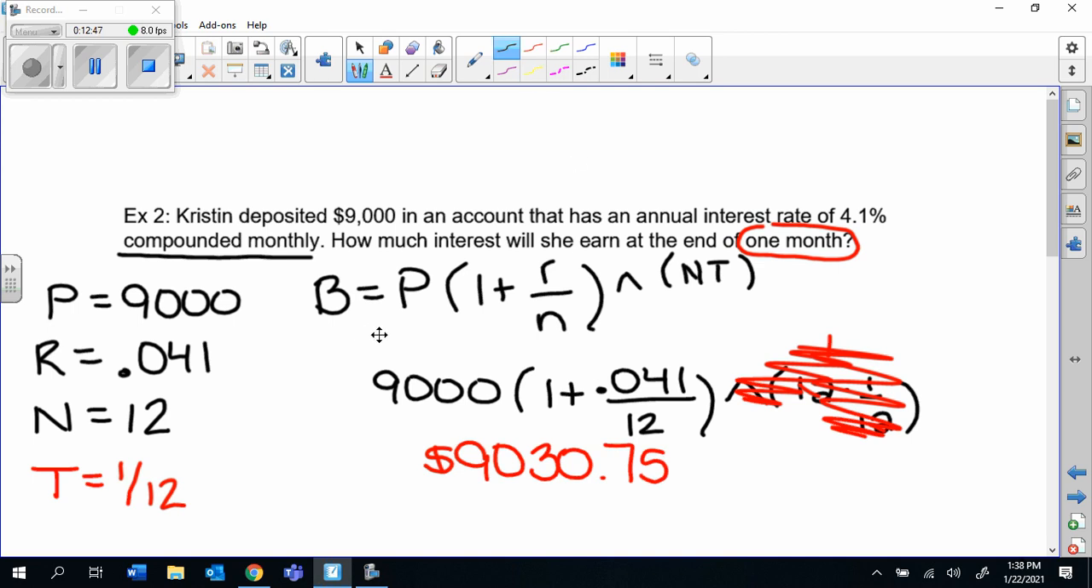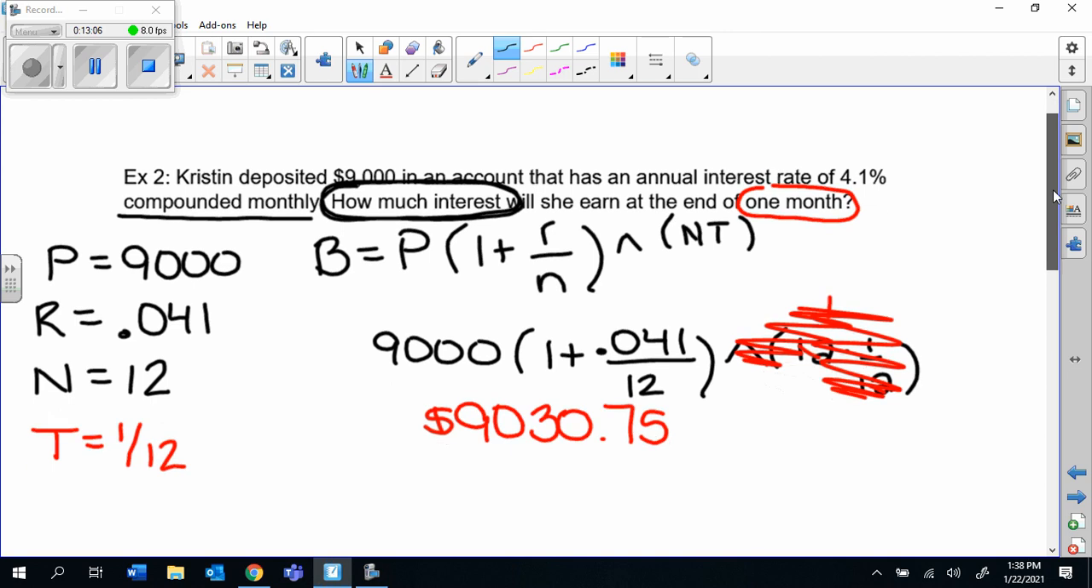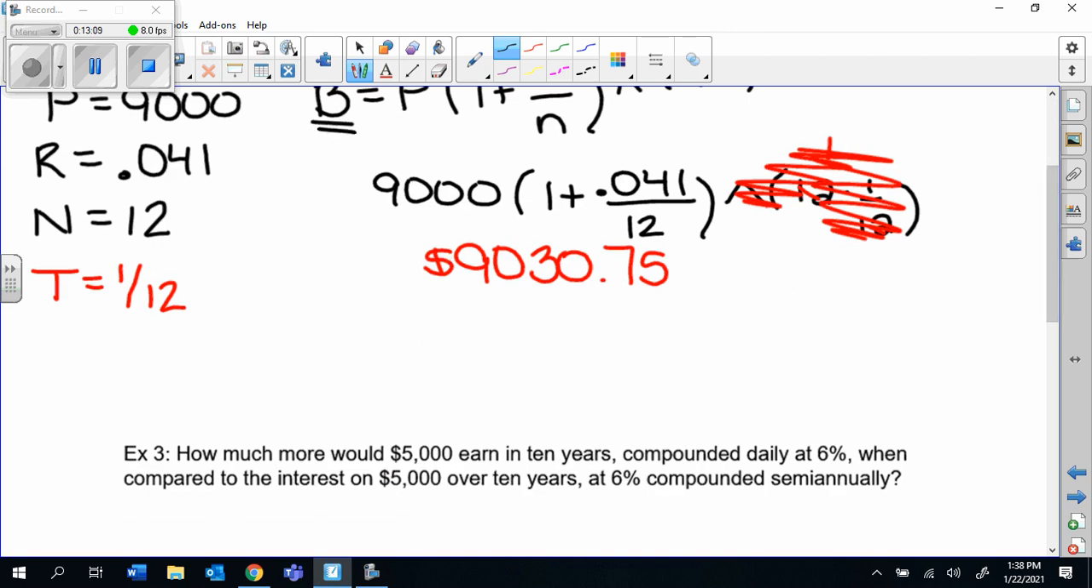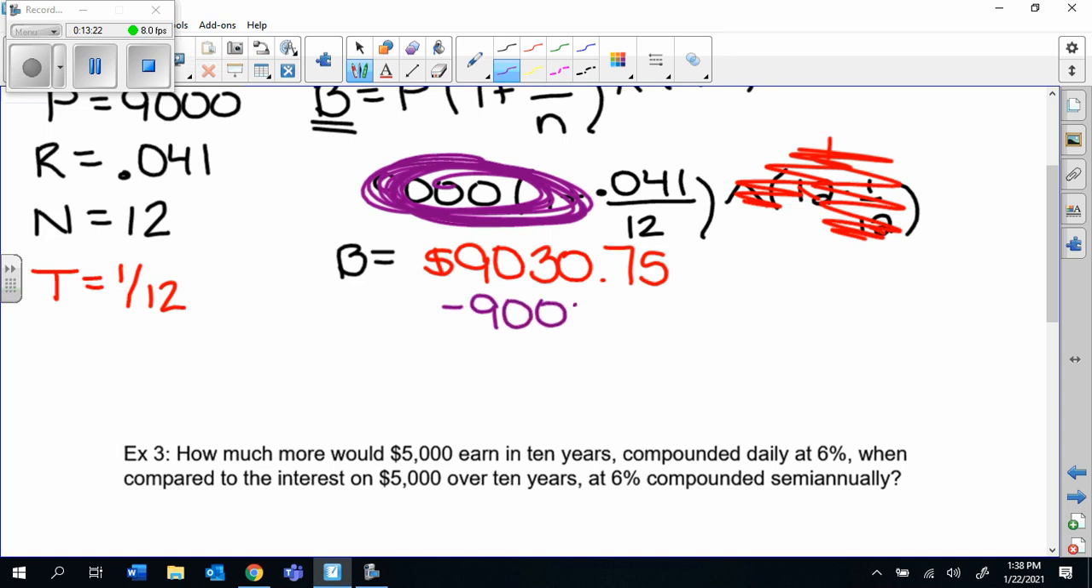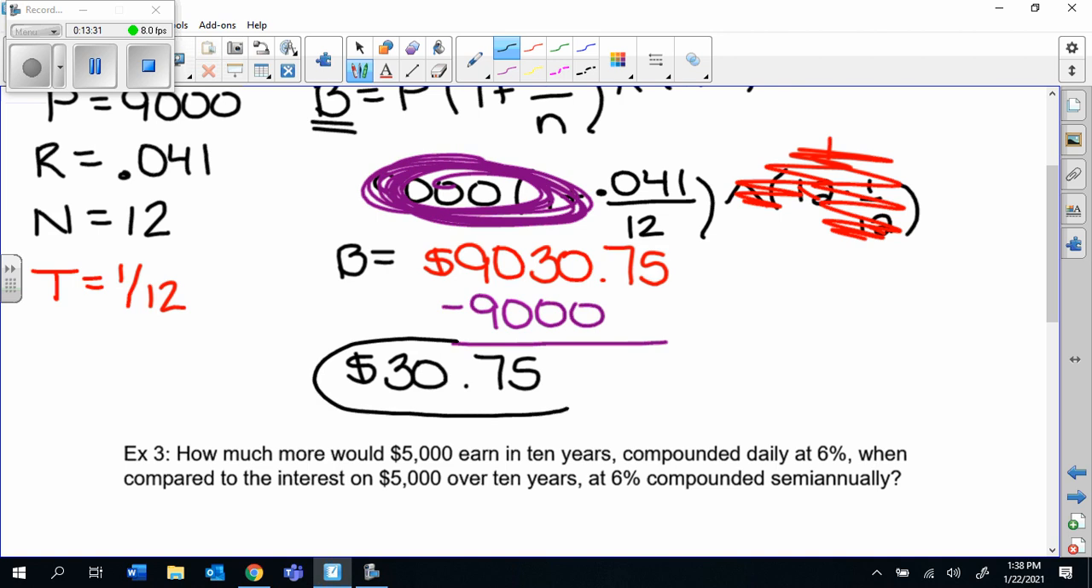Quietly, sometimes I say, hey guys, what is it? And right now I'm saying quietly, think to yourself, say nothing. Have I answered the question, how much interest? All right, and the answer is no, I have not. This is the ending balance. The formula solves for the ending balance. This is the B. How much money did we put in the account? 9,000. So how much interest did we earn? We earned $30.75. You're going to have to read and see what the question is asking.